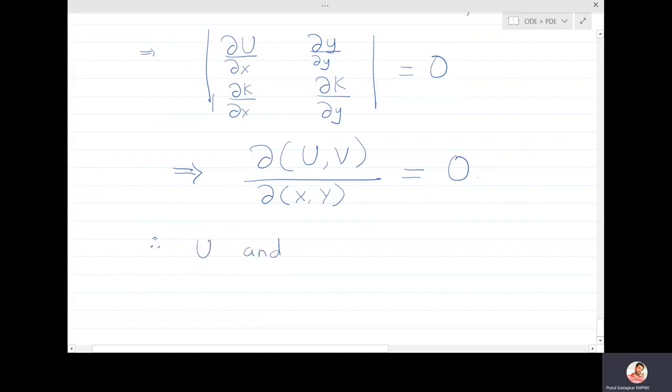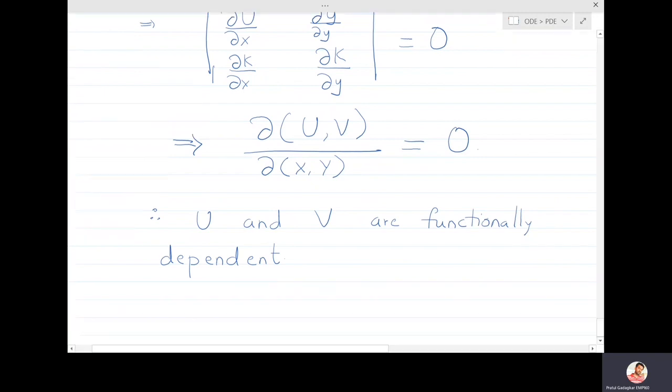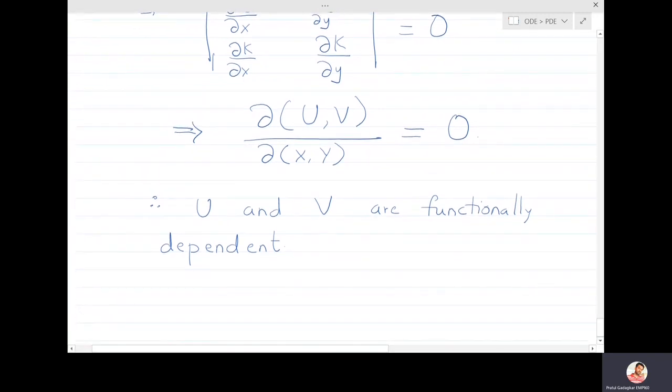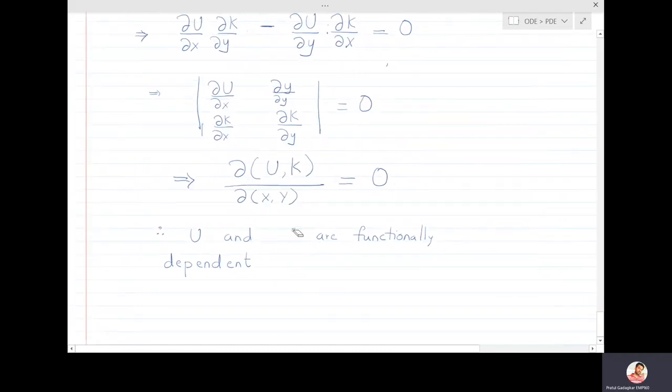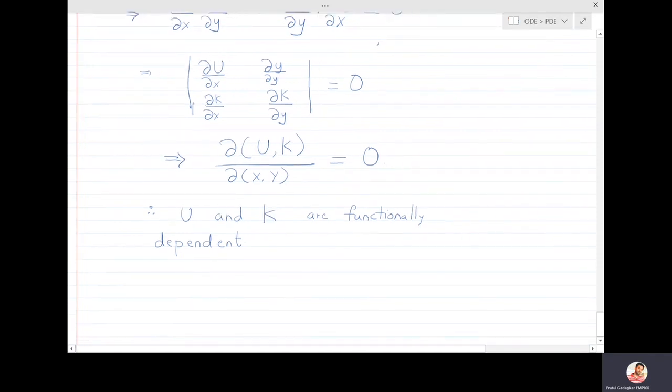what can you say? That u and k are functionally dependent. I will solve some problems on functional dependency of two functions in some different lecture. So we are directly using that result. Because the Jacobian is zero, we can say that u and k are functionally dependent, and therefore this means k and u depend on each other.